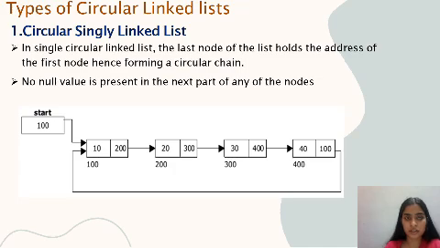Types of circular linked list. First type, circular singly linked list. In a singly circular linked list, the last node of the list holds the address of the first node, hence forming the circular chain. For example, start containing the address 100 and the elements are 10, 20, 30 and 40. We can see that the address part of the last node is containing the address of the first node.